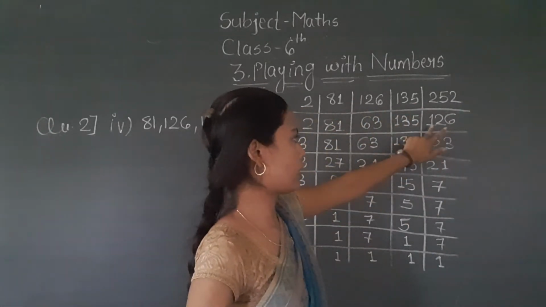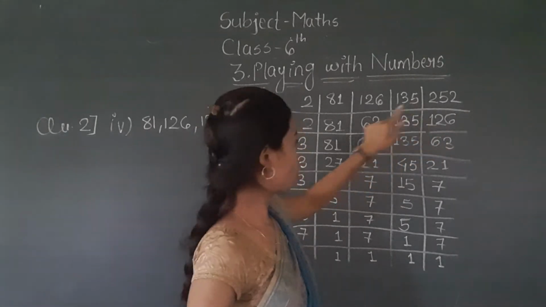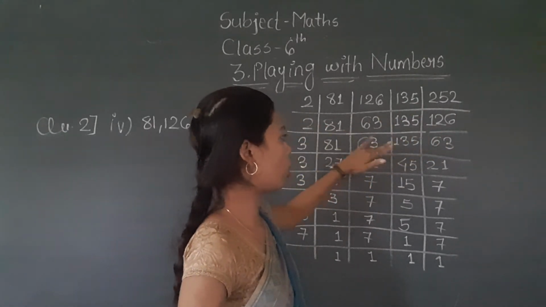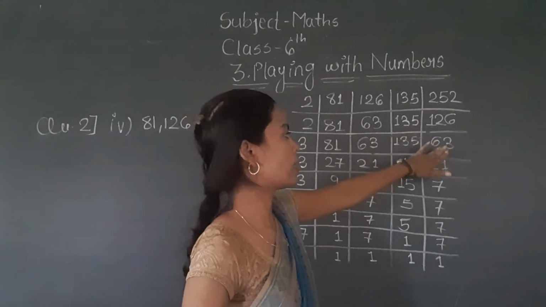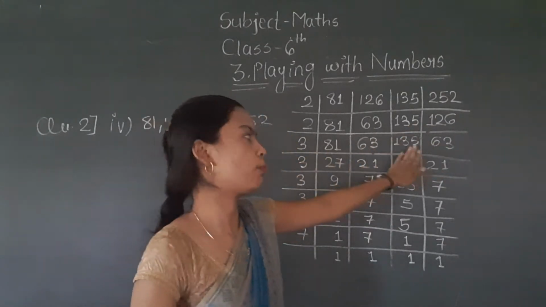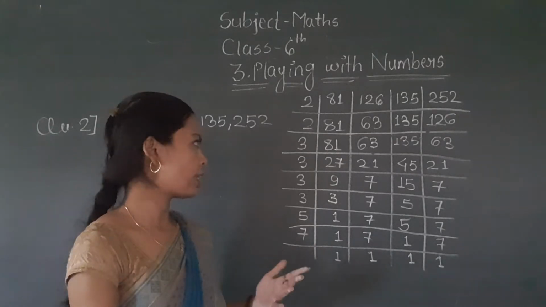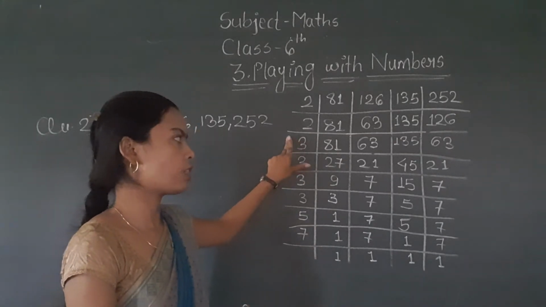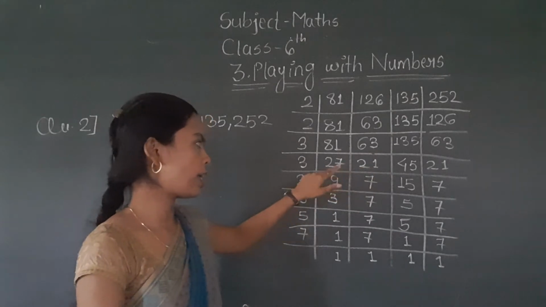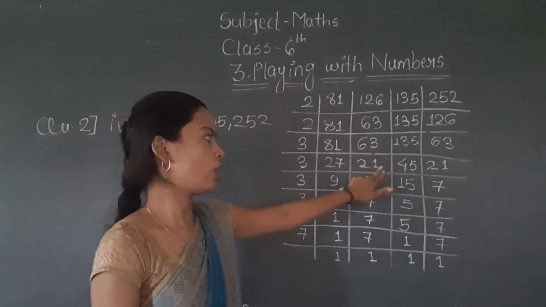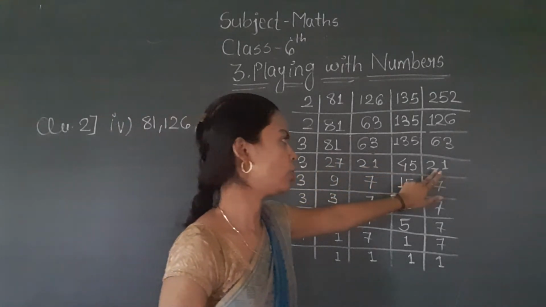In the next step, 126 is divisible by 2 again, so we will divide it by 2, remaining all the 3 as it is. So our answer is 63. Now all the 4 numbers are not divisible by 2, so I will go for the next prime number, that is 3. So when we are dividing the numbers by 3, our answer is 27, 21, 45 and 21.